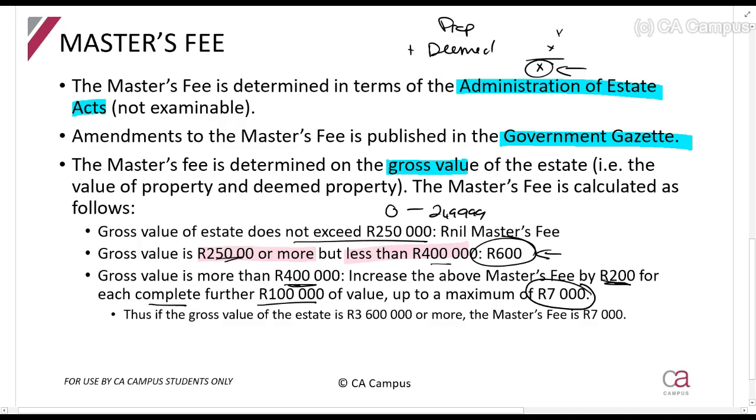Okay, so let me explain to you. So let's say your estate is 2.8 million rands, like that, the gross value, all right?